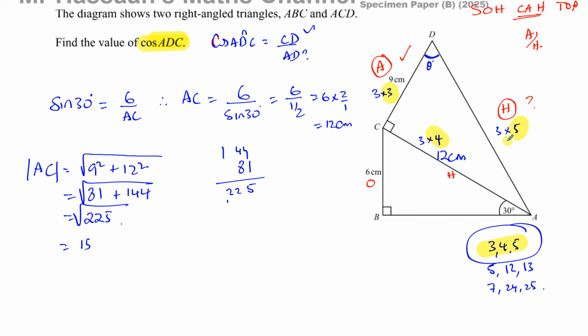So I know that this is 15 centimeters. So therefore, I can say the cosine of angle ADC, which we've called theta, is equal to the adjacent, which is 9, over the hypotenuse, which is 15. Okay, so we can simplify that, divide by 3 and 3, that's 3 over 5. 9 divided by 3 and 15 divided by 3. So we can say that is the value of the cosine of angle ADC. And that completes this question here.